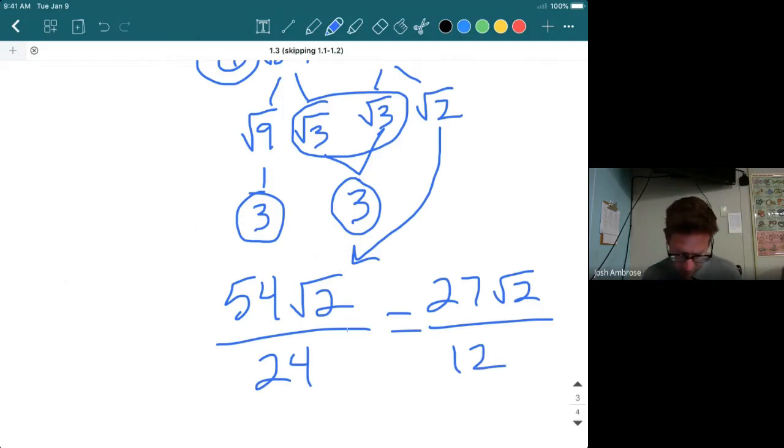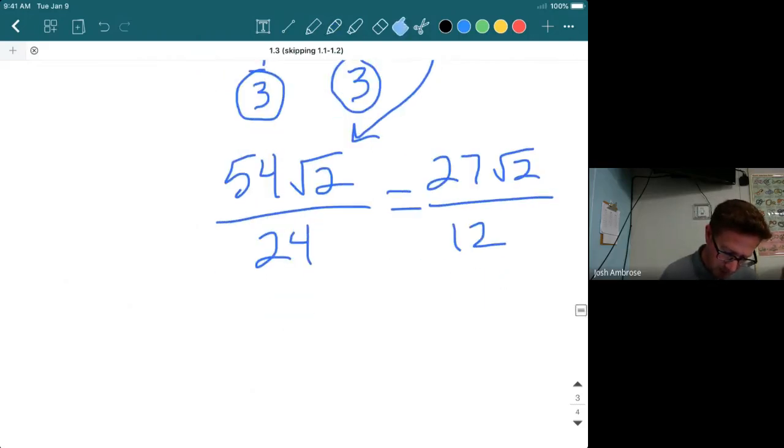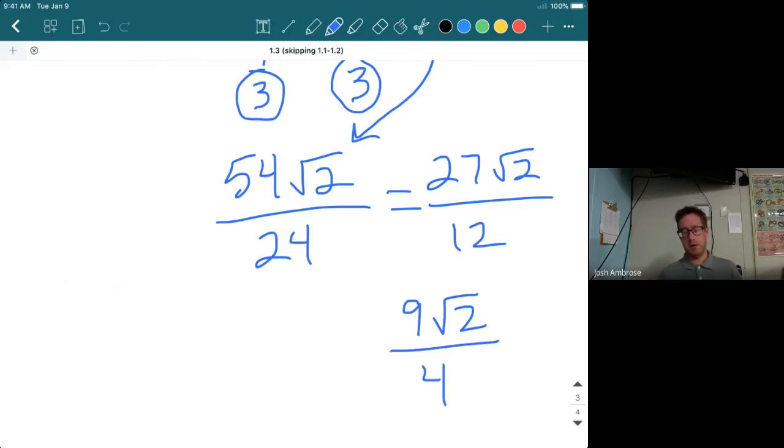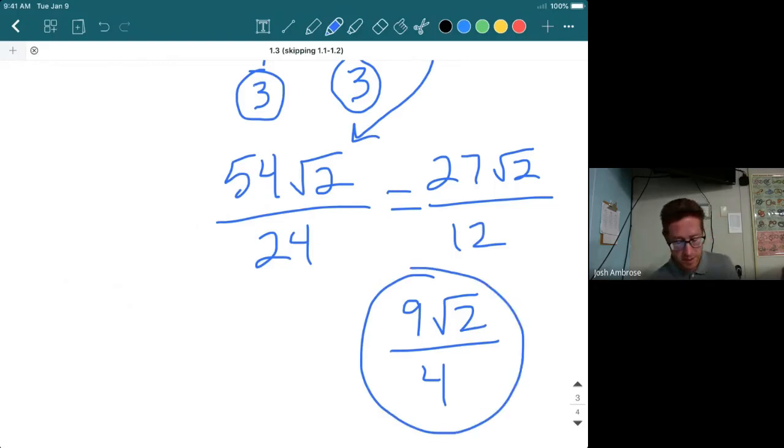Let's go one more step. Divide each of these by 3. Yeah, I missed one. So 27 divided by 3, that's going to give us 9. And 12 divided by 3, that's going to give us 4. Okay, so now we are looking at the final solution there. 9 radical 2 all divided by 4.